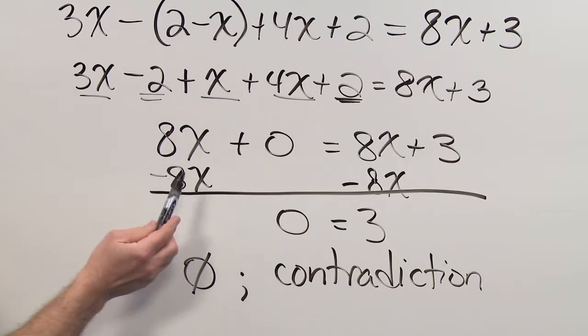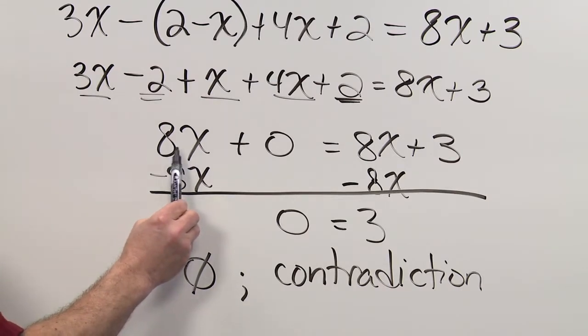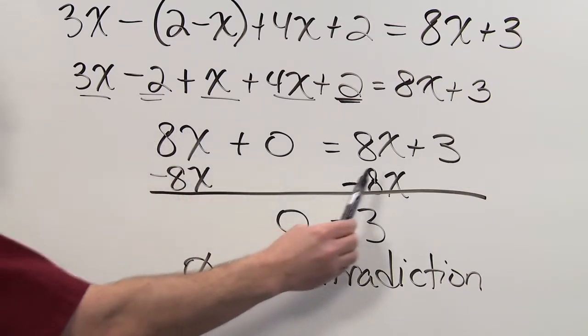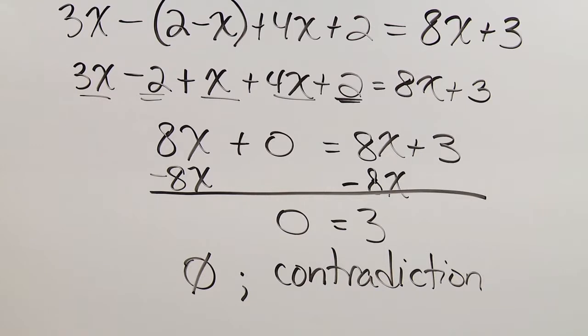You could have seen that it was a contradiction up here where you had 8x equals 8x plus 3. Obviously, that can't be true. 8x by itself cannot be equal to 8x plus 3. The result is still, it's a contradiction.